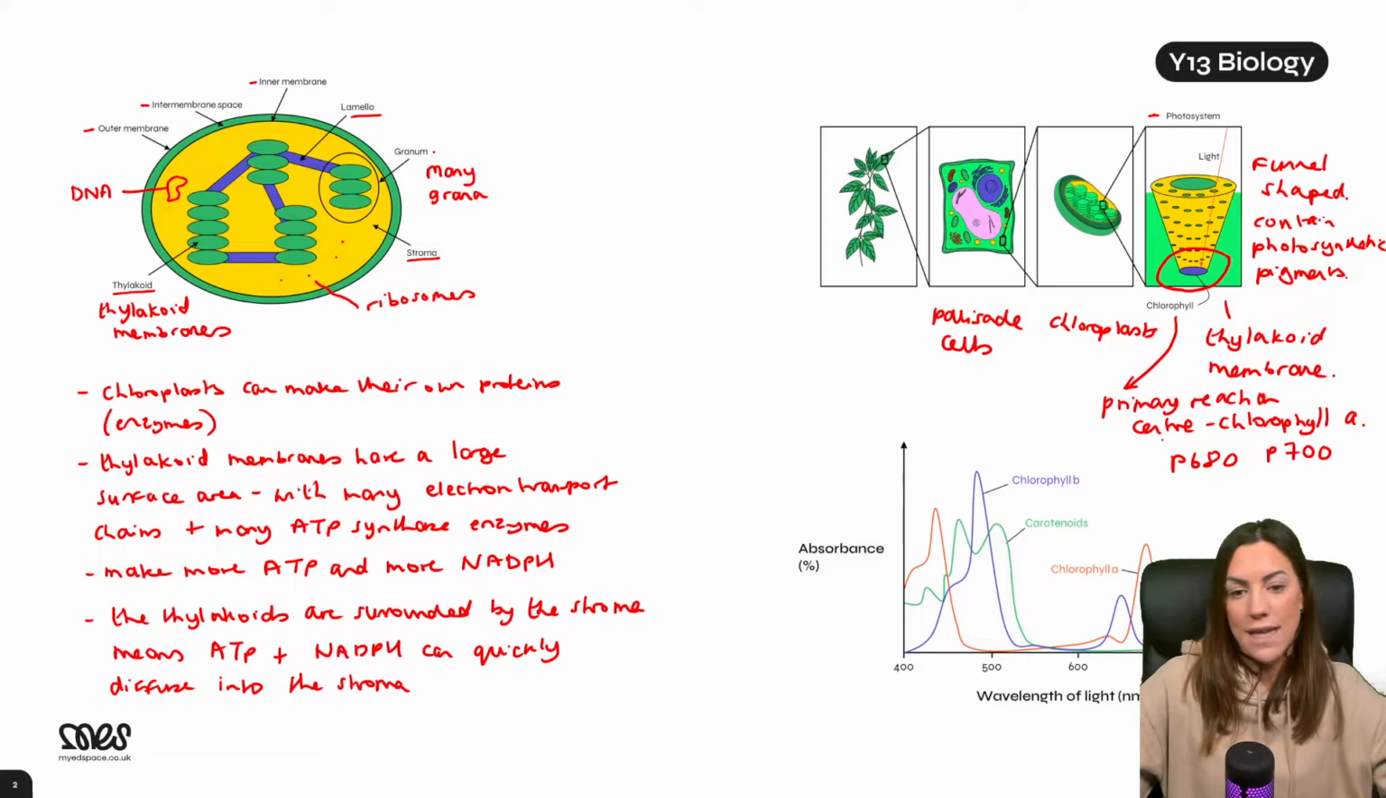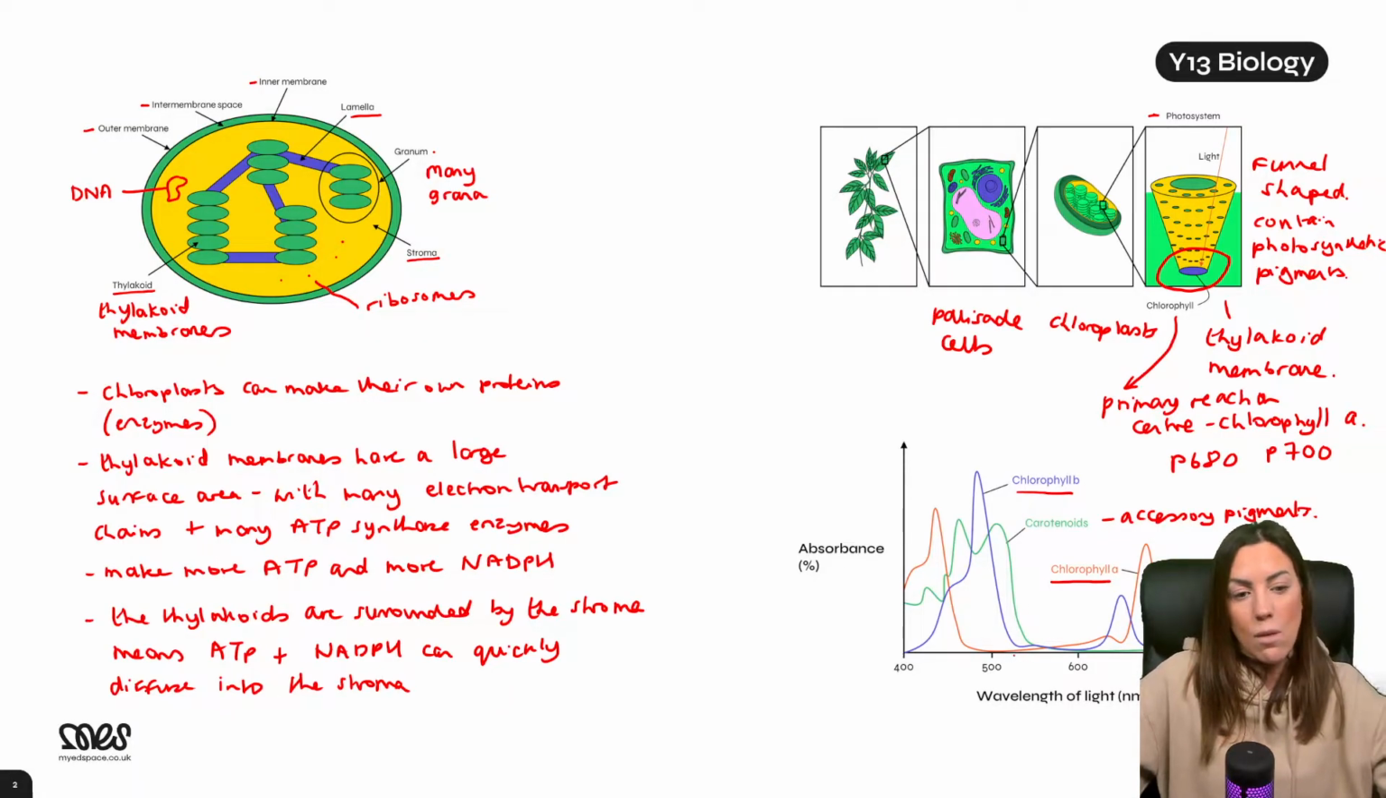Now, looking at the graph down here, you can see that chlorophyll is not the only photosynthetic pigment. You've got your chlorophyll A, of which we have the two different types, the P680 and the P700, found in the primary reaction center. You've also got another type of chlorophyll called chlorophyll B. There are other pigments which we describe as accessory pigments, such as carotenoids, which is one example that you can see on the graph here.